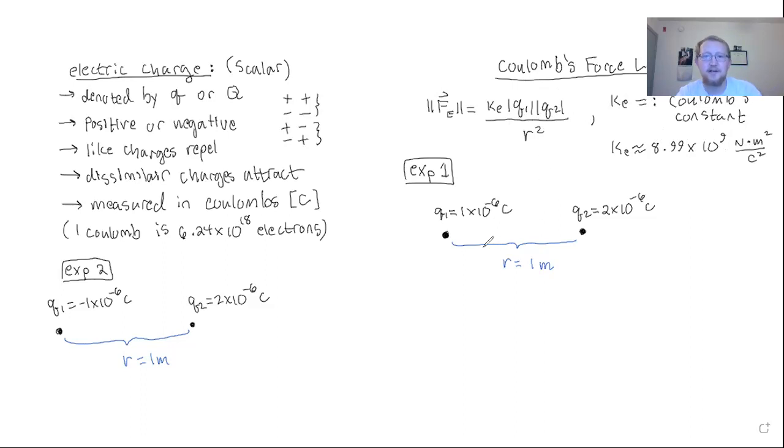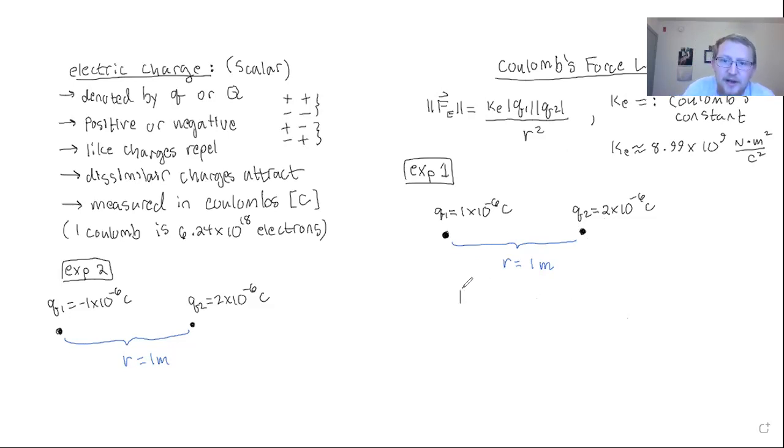So let's take a look at this example 1. We have charge 1 over here, Q sub 1. It's got a charge of 1 times 10 to the minus 6 coulombs. Then we have charge 2 over here with 2 times 10 to the minus 6 coulombs. And the distance between them is 1 meter. And so we're going to find the magnitude of the electric force first, and then we'll figure out the direction.